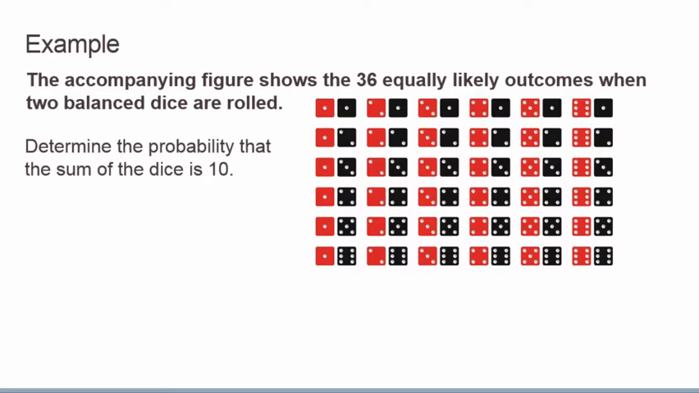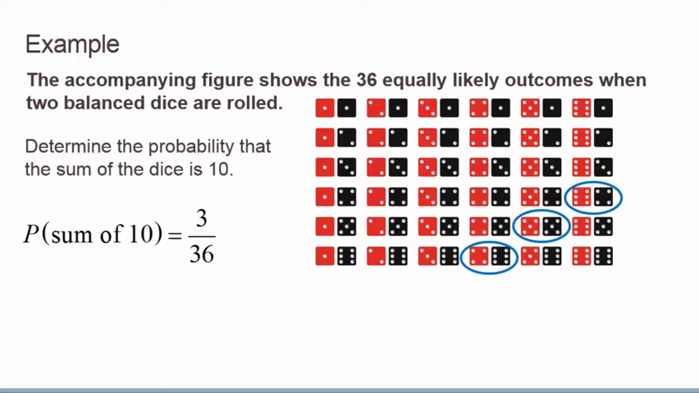We start by writing the probability of the event, P parentheses, sum of 10. Then we look at our dice to see which sets add up to be 10. If 6 is first and 4 is second, that sum is 10. If 5 is first and 5 is second, that sum is 10. If 4 is first and 6 is second, that sum is 10. So that gives us a frequency of 3. So our probability is 3 divided by 36, which equals 1/12 or 0.083.